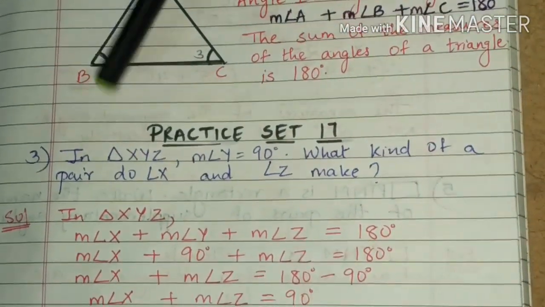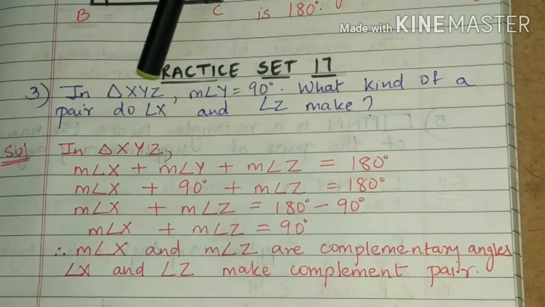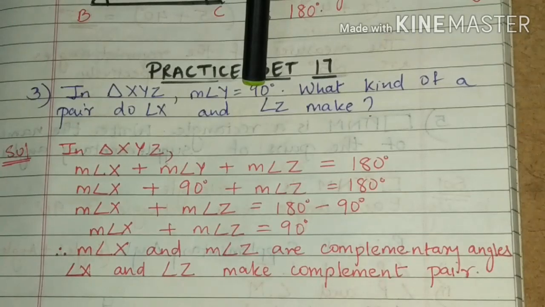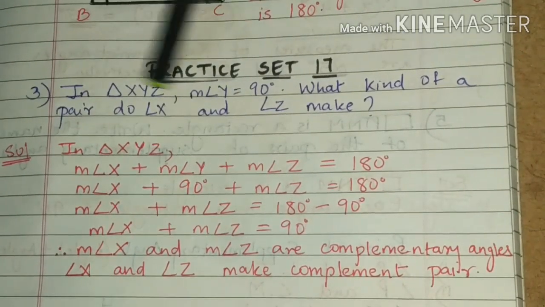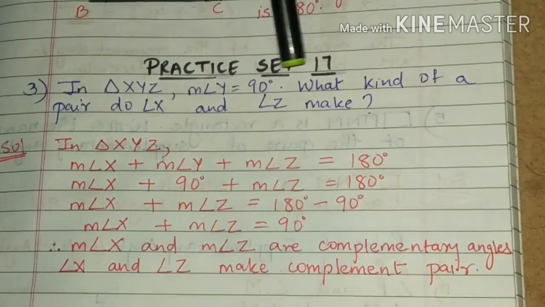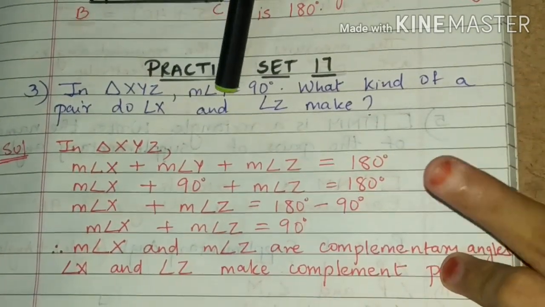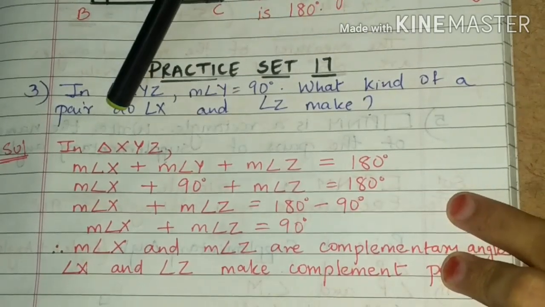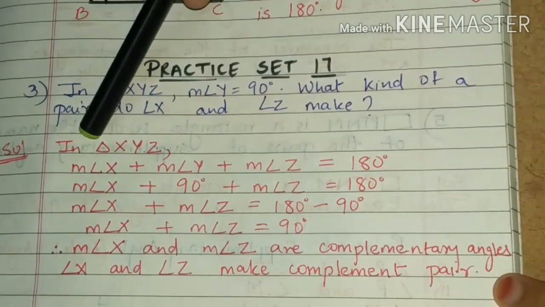See, what is given now. In triangle XYZ, measure angle Y is 90 degrees. What kind of pair do X and Z make? Means what? In the question, what is given? One angle measures 90 degrees. What kind of pair do X and Z make? So what we know, we will write that.